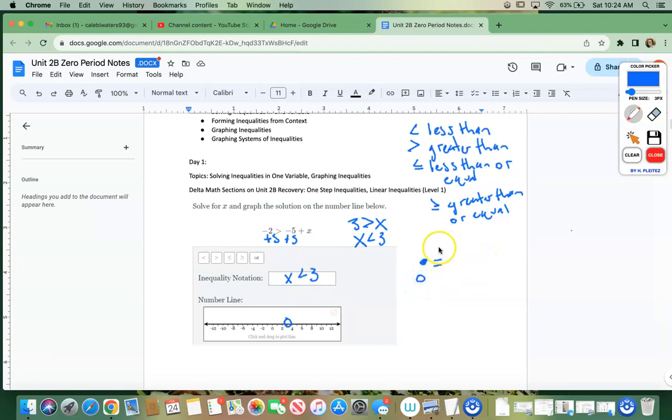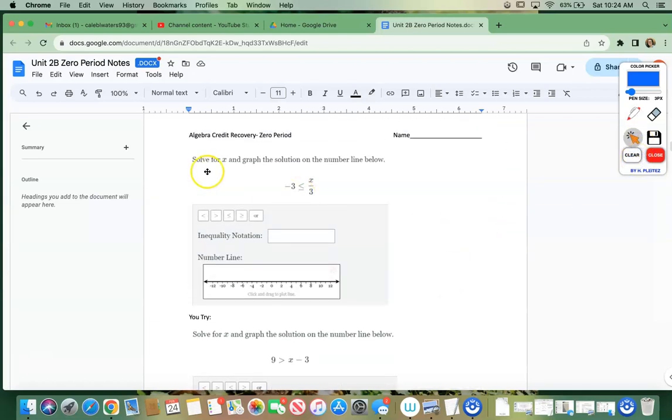So this could be a greater than or equal to, or a less than or equal to. This would be a less than or a greater than. It's less than, so that means we're going to go to the left towards the more negative numbers. Less than means you go to the left, greater than means you go to the right. So that's how you do that. Let's look at another one.